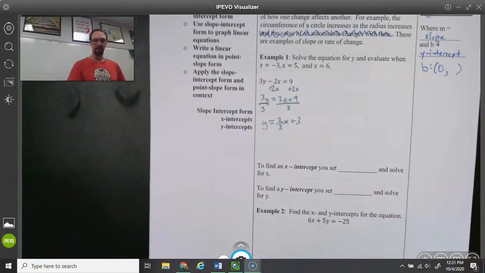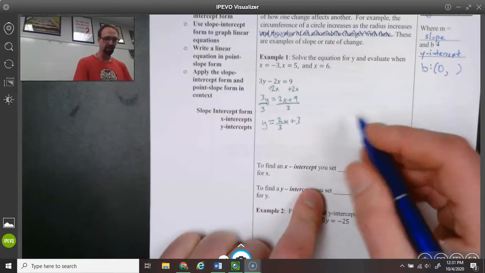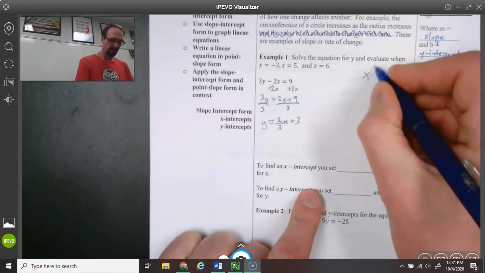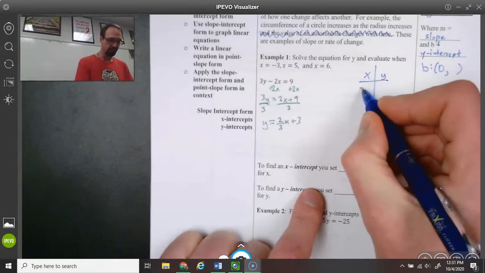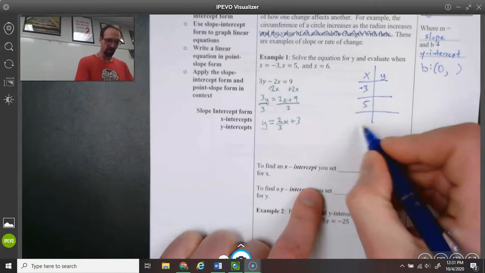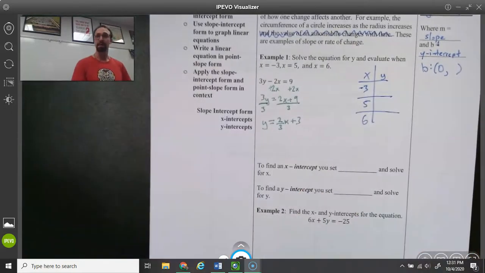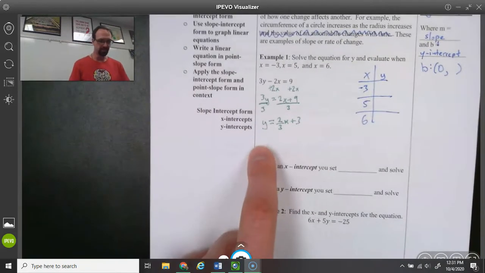Now, in this next part, it talks about evaluate when x equals -3, x equals 5, and x equals 6. What I'm essentially asking you to do is evaluate what the y value is when x is this value. Going back to our previous section, we're talking about input and output. X in this case is the input or the domain values. Y is the output or the range values.